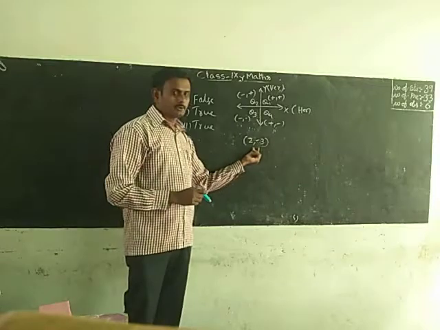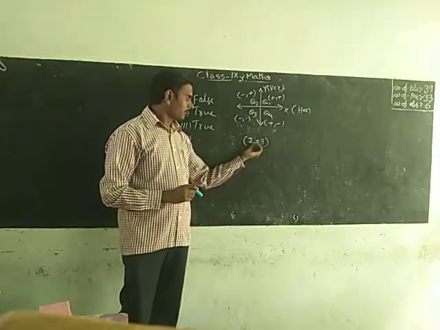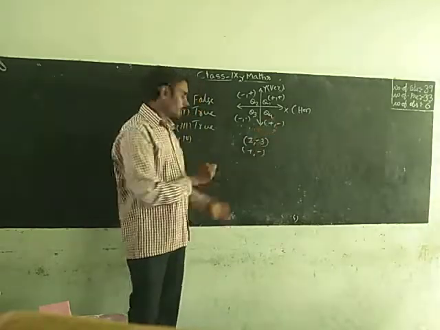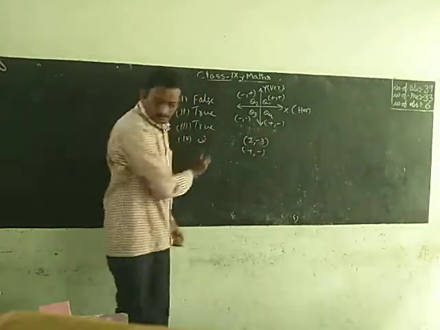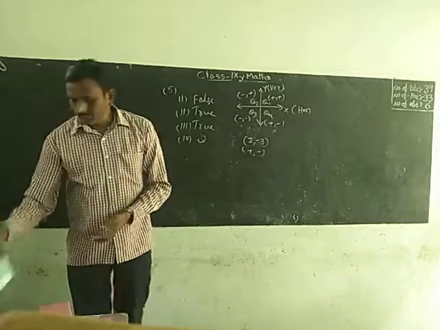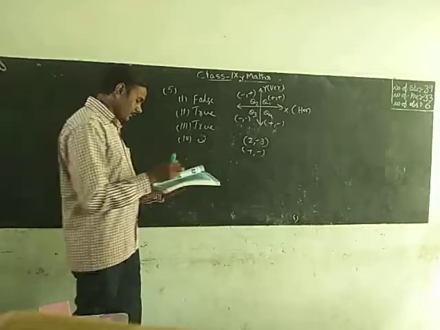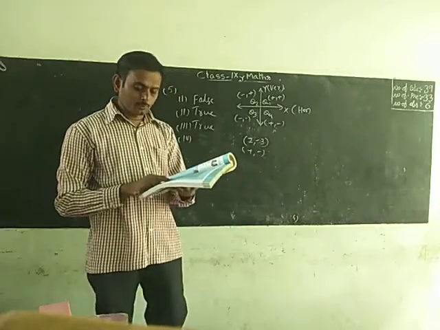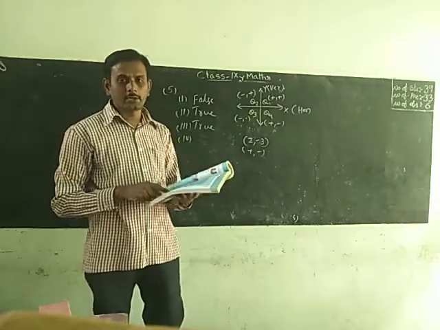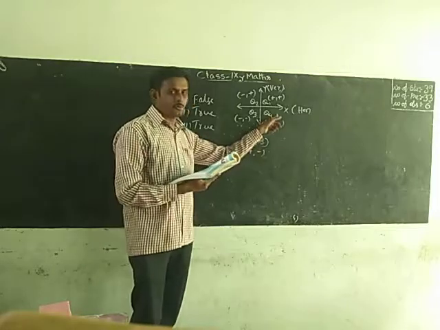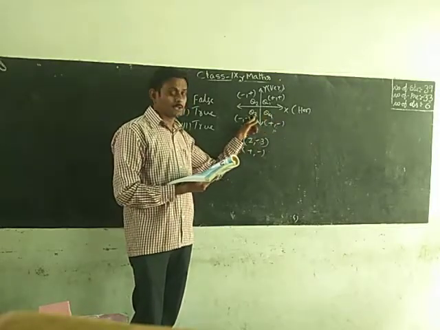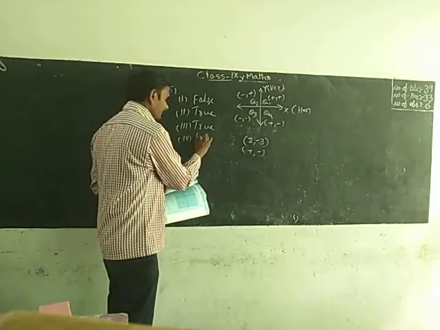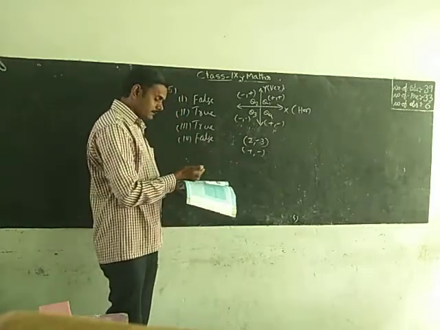Which quadrant is it? (2, -3): plus, minus. Plus minus means Q4. It is in the fourth quadrant. Third quadrant they asked. What is the question they asked? The point (2, -3) lies in the third quadrant. Actually it is located in Q4, but the question says it lies in Q3. Can we say that is true? No. False.